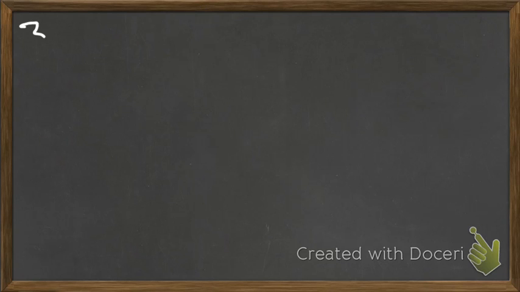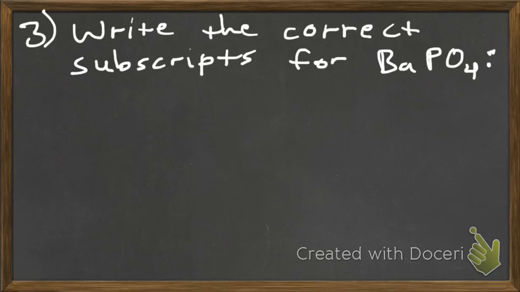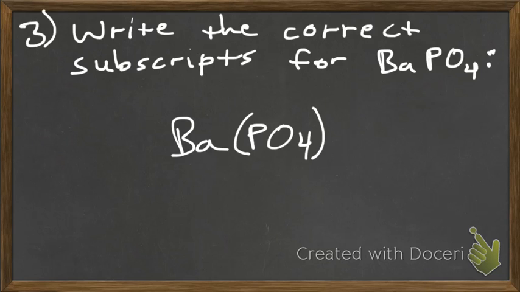Alright, for problem number 3, I'm going to give you two elements, and you have to figure out what their subscripts are going to be. Now, in order to solve this, you need to write out BaPO4. The PO4 is a polyatomic ion, so I would put it in parentheses. And now you are filling out the subscripts, the subscript here and the subscript here. I'll give you a hint. You have to use the charges and use the crisscross method that we learned about a month or two ago. Alright, take a minute and go ahead and finish this problem.